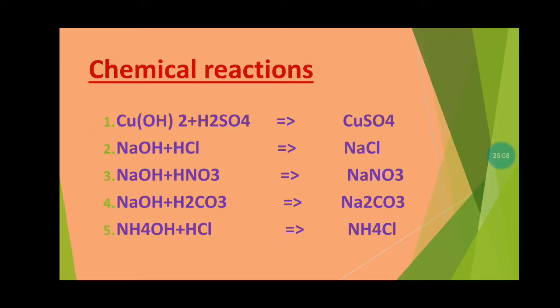NaNO3 is its formula. Next, NaOH is once again reacting with carbonic acid. H2CO3 is its formula. Here the salt formed is sodium carbonate, Na2CO3. Children, it is washing soda. Next, ammonium hydroxide reacts with HCl. You are getting a salt, ammonium chloride. Its formula is NH4Cl, along with the formation of water molecules.